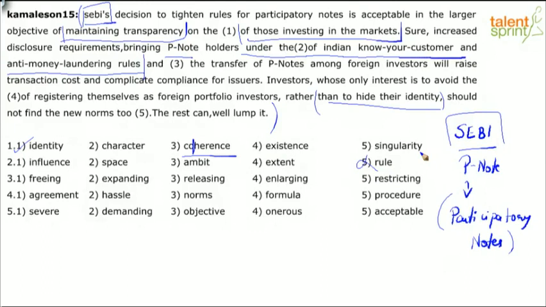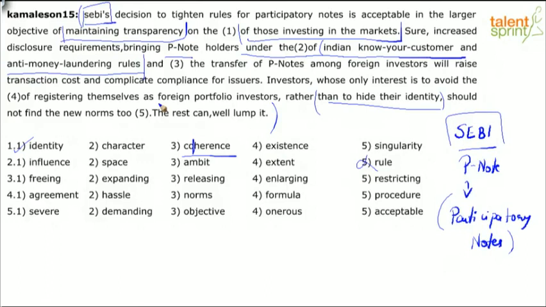If you look at the context of Indian know your customer and anti-money laundering rules, these look like the standard operating procedures. Now, if I say this is what they want to bring it under, the scope is given. The scope is Indian know your customer and anti-money laundering rules. So, I need to look at a word that is closest to bringing out that meaning. Right? This is the influence we have.